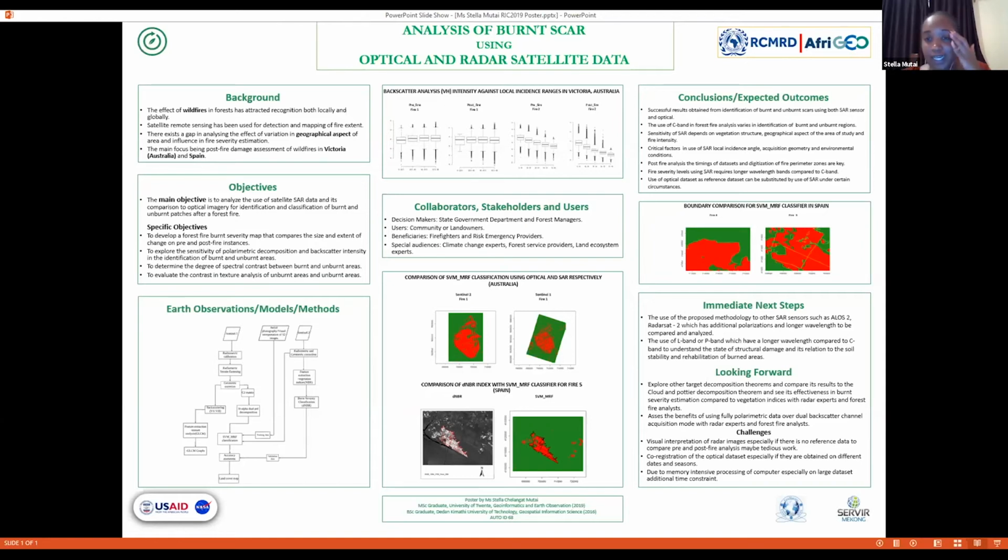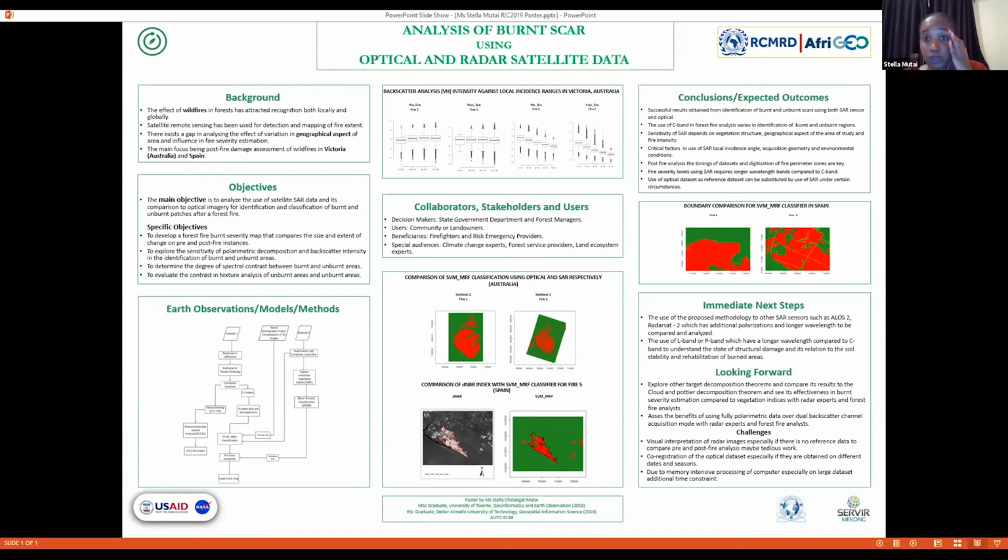Also, another thing I'd like to emphasize is that the sensitivity of SAR had a lot of hampers because, one, the vegetation structure in both areas was different. Number two, the geographical aspect of both areas. As I told you, in Spain, it was not able to map any part of it, but in Australia, it was. And even in Australia, I selected three bushfire zones. Fire one is the only one I've highlighted here. But fire two and fire three were steep slopes.